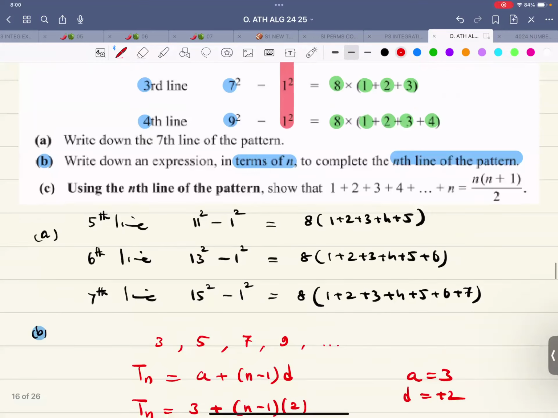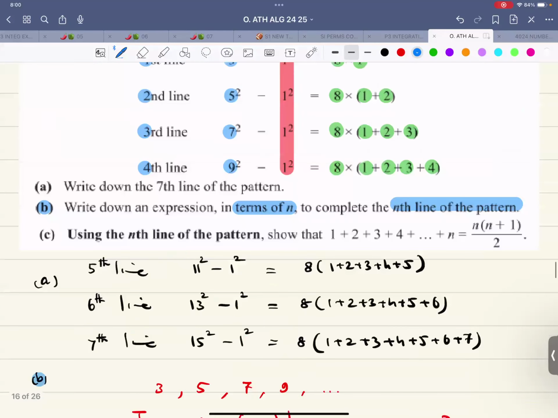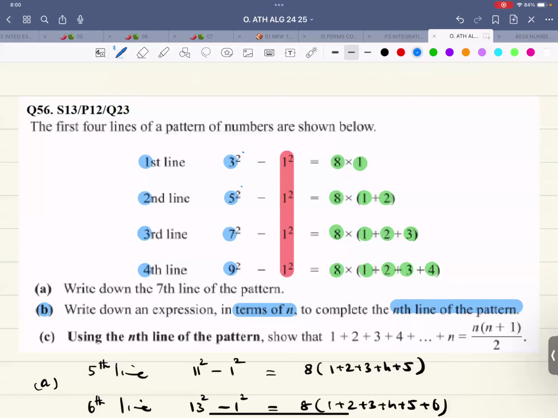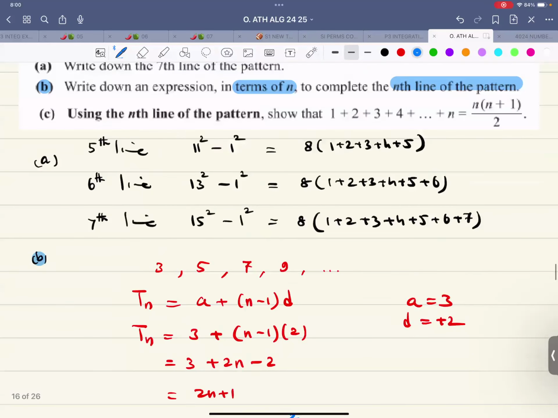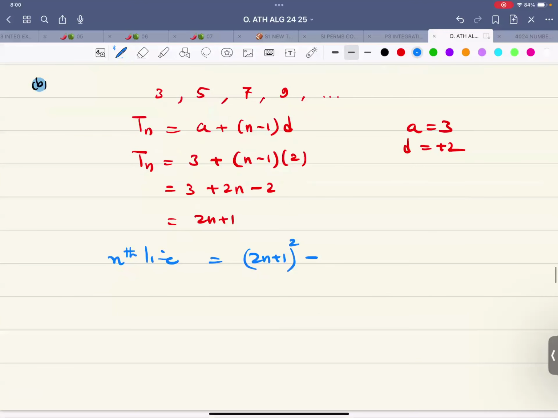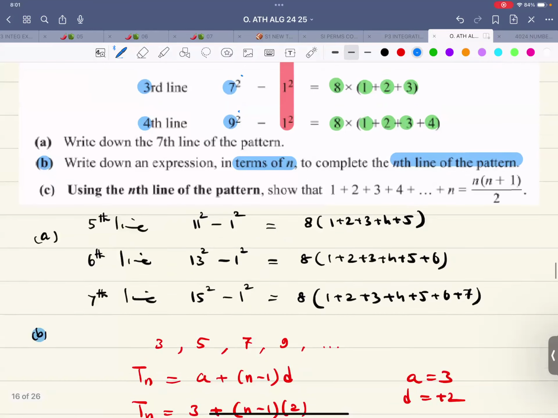That means the nth line expression is basically 2n plus 1. It is being squared. There is a squaring over here. So what I found was on the inside. And then what is being subtracted? Minus 1 square, which can simply be written as 1. So we can write it out like this. And does it ask us to expand it?